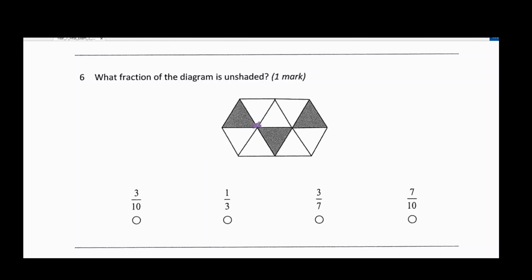What fraction of the diagram is unshaded? So unshaded, we've got 1, 2, 3, 4, 5, 6, 7. 7 over 1, 2, 3, 4, 5, 6, 7, 8, 9, 10. So 7 out of 10 is unshaded. And that's the answer there.